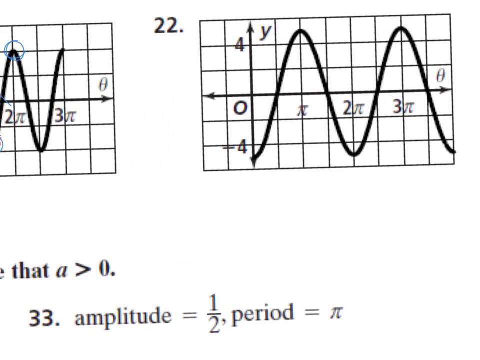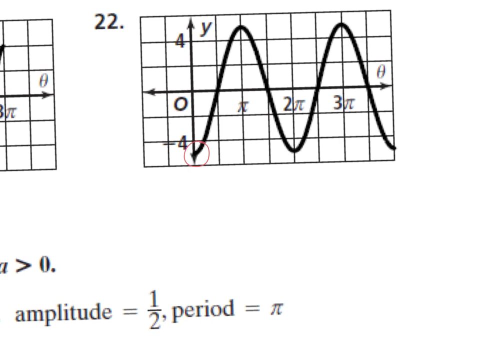And then 22, the period is repeating itself every 2 pi. The amplitude is 5. And here are the minimum values. Here are the maximum values. And these are the zeros, or the x-intercepts.